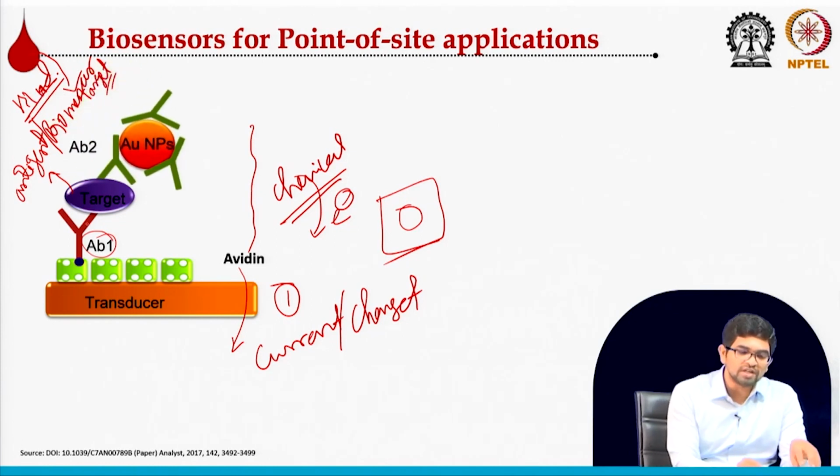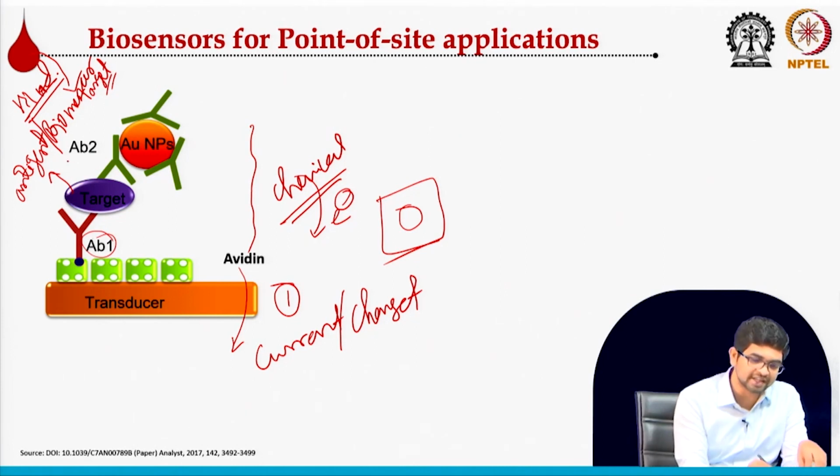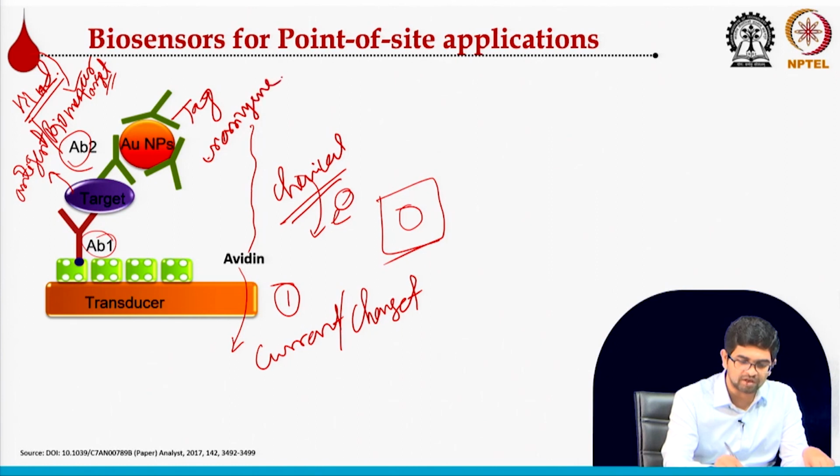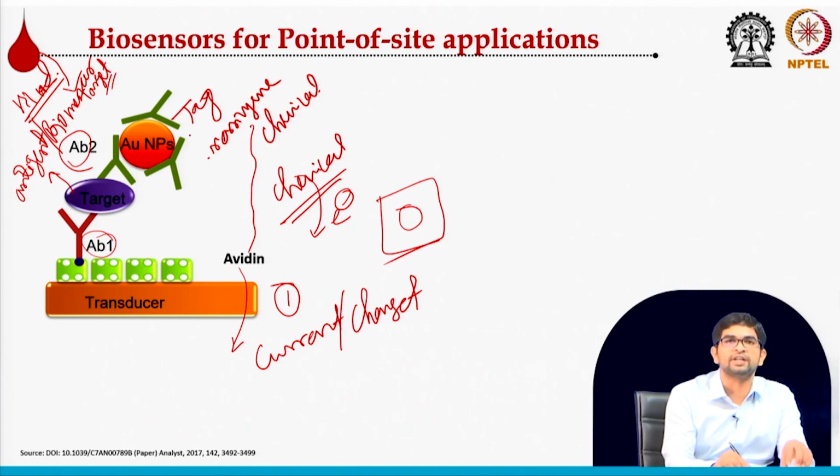Now, we can use another antibody for this biosensor development, that is called the secondary antibody. So, the other antibody you can see here is the secondary antibody. This secondary antibody can be conjugated with some tag. Here AuNPs means gold nanoparticles. It can be any tag. We can use an enzyme, or even nanoparticles, even some chemical. So, different kinds of tags we can use. Why do we need this tag?